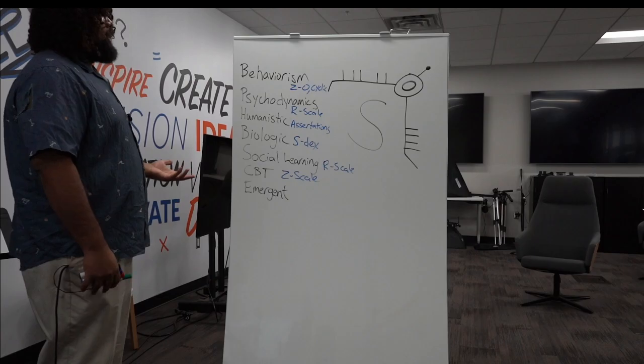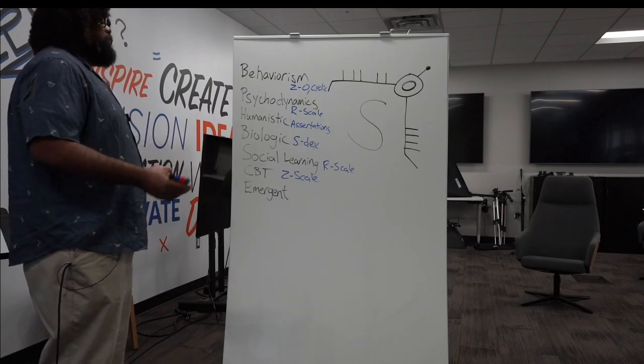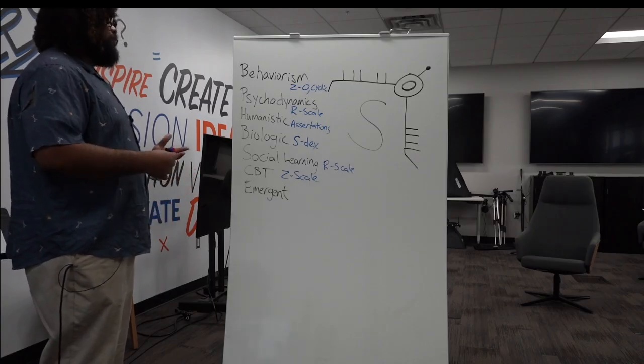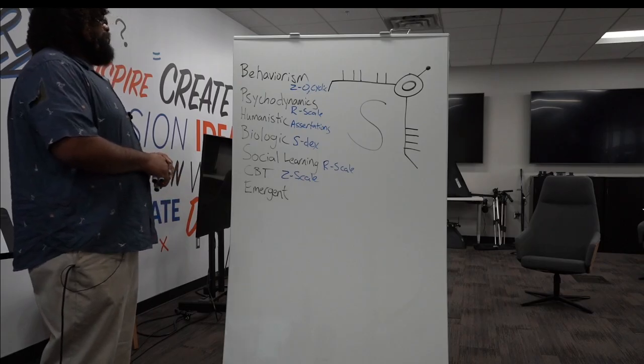Some of the weaknesses is that we don't really have a way to address relationships with people. We don't have a way to address how we interact with others. We don't have any kind of social aspect of that. We don't really have a way to deal with emotions.